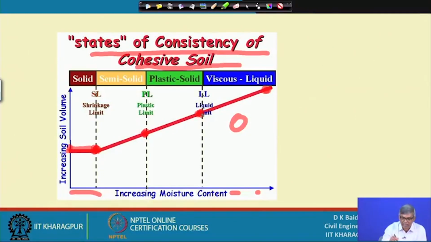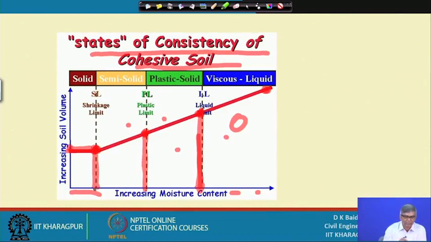And the boundary water content between the plastic solid and the semi solid. At this point, whatever the water content is, that is called the liquid limit. That means the boundary between this state and this state, that water content is your liquid limit. Similarly, the boundary water content between this and this is the plastic limit. Similarly, this water content is called the shrinkage limit.